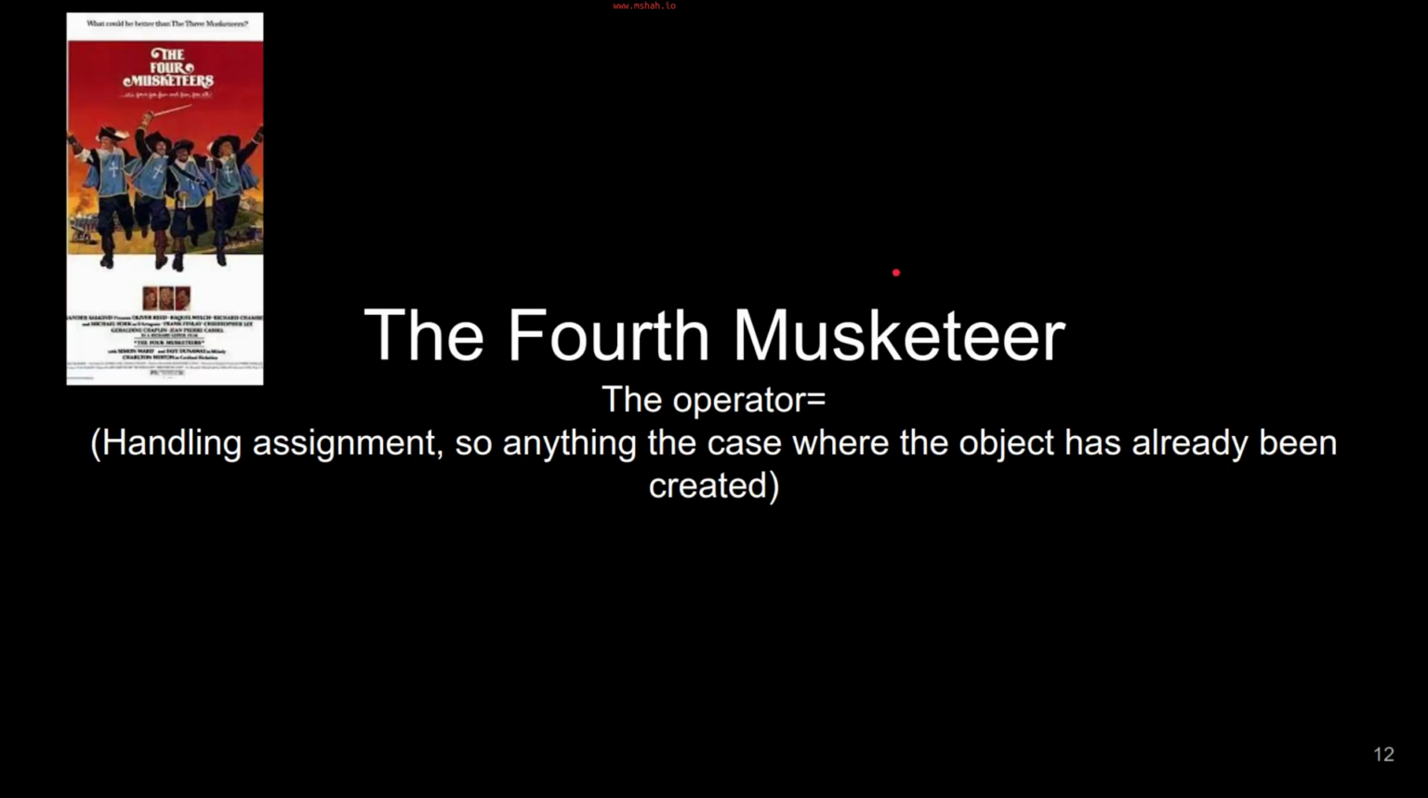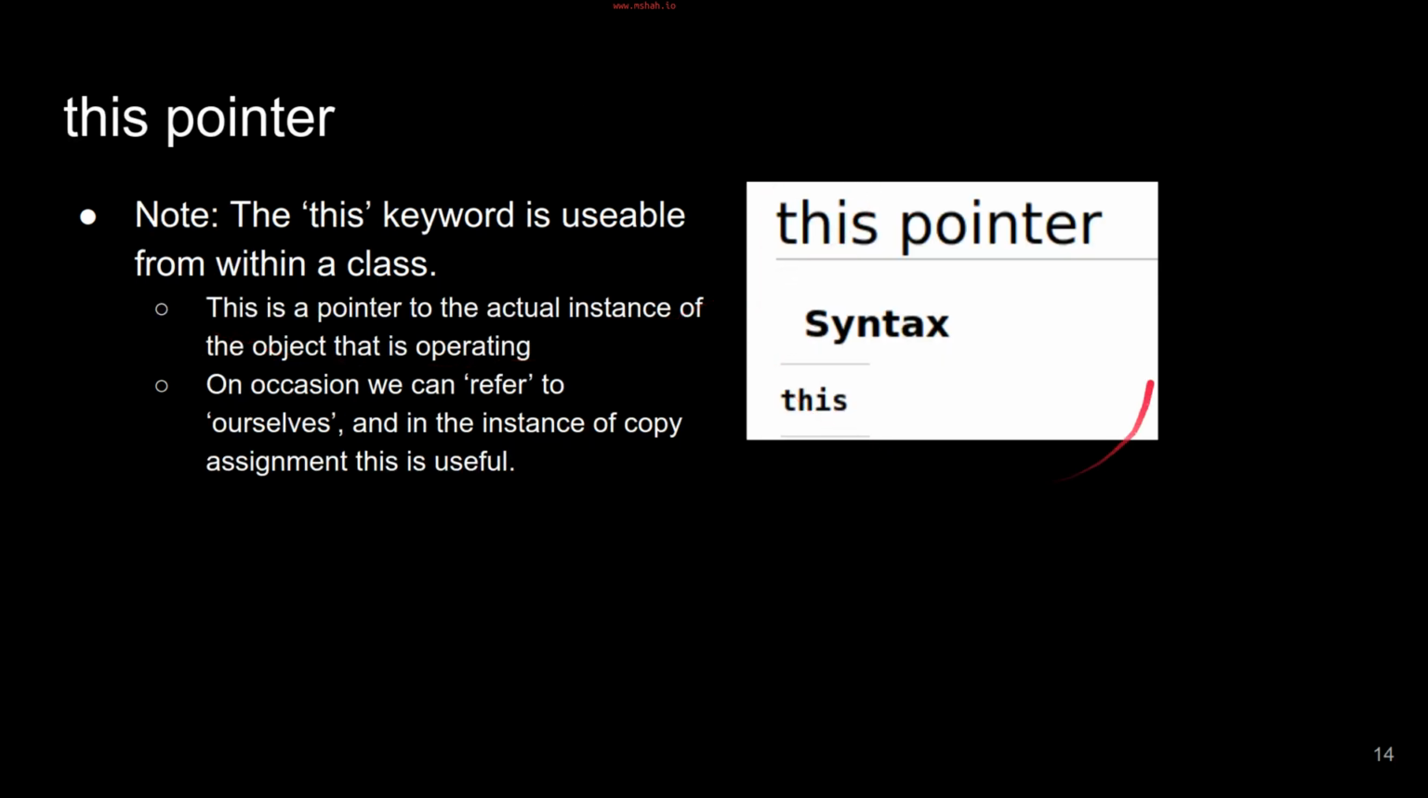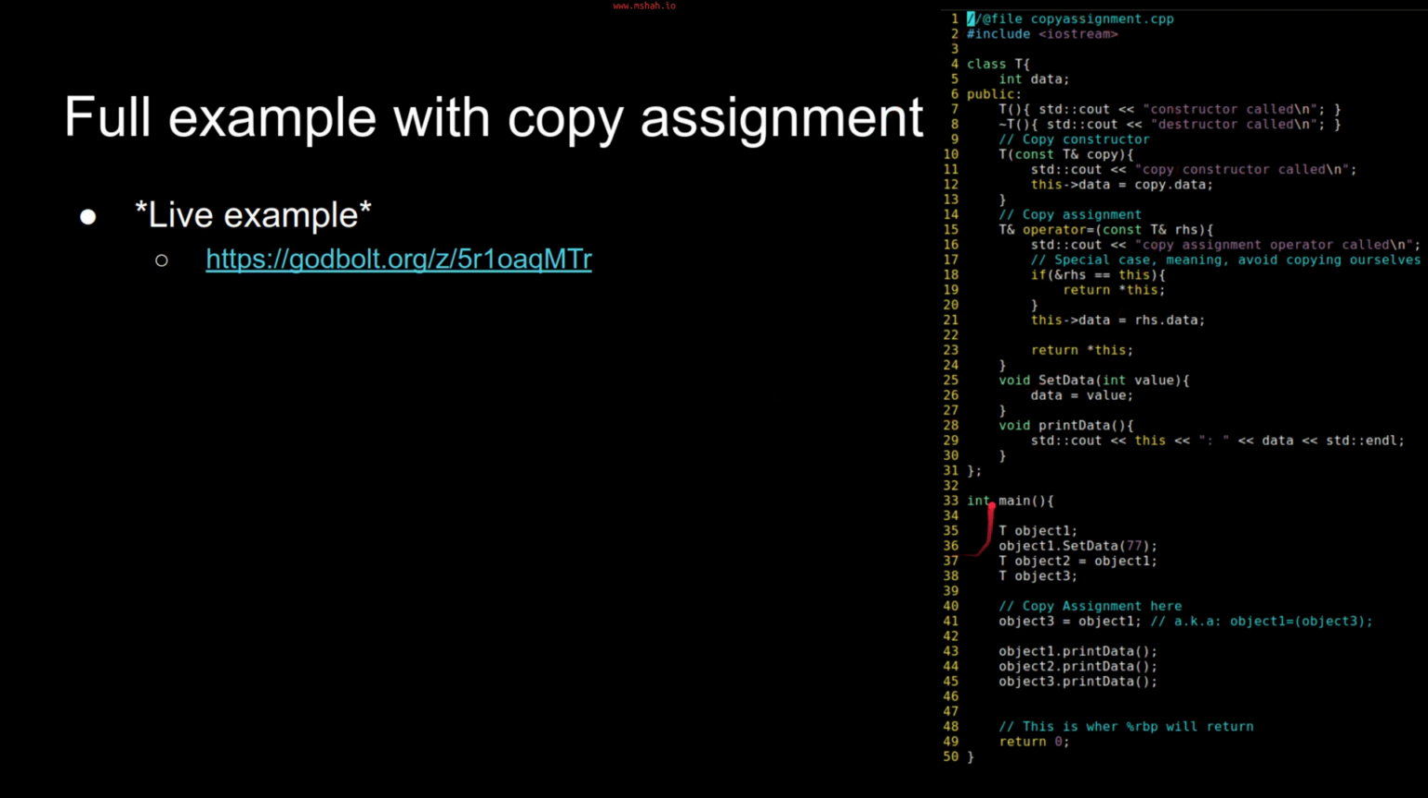And then we introduced yet another 4th musketeer, because this often comes up, and learned a little bit about operator overloading, okay, with the equal sign. There's all sorts of things that we can overload, but very often we'll want to do assignment, which is the equals operator. Then that led us to learn about the this pointer within the class, so that this, again, refers to the actual instance of the object that's operating. It's just an address or a pointer to the current object. And that's what we're assigning the actual data to when we're doing the copy. Okay, and then here was our full example with the copy assignment.